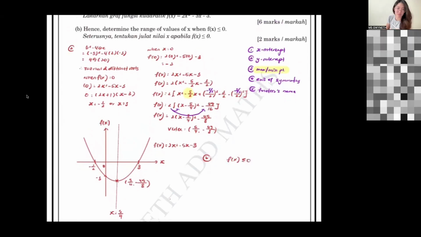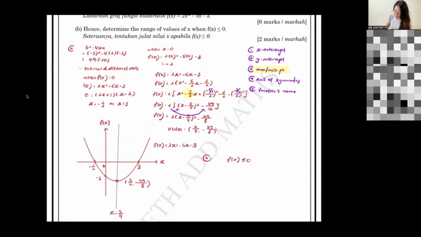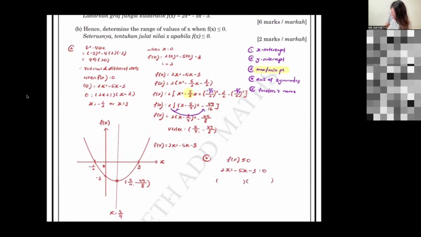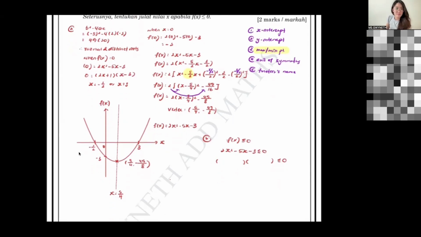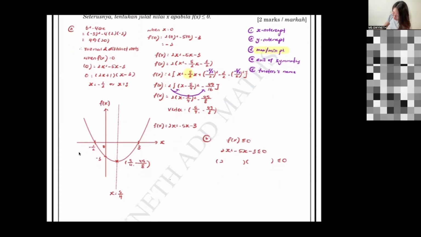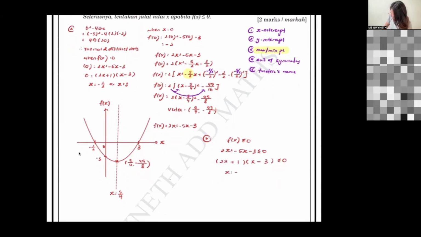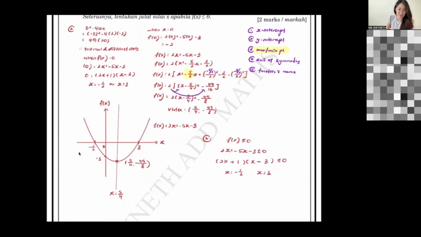Okay, determine the range of values of x when f(x) is less than or equal to 0. Okay, now you can put in your vertex form or the general form also can. Okay, if general form, it means 2x squared minus 5x minus 3. Okay, factorize. This is an inequality again, less than or equal to. All right, now 2x times x, 1 times 3, negative 6 plus 1. x equals negative 1 over 2, x equals 3, isn't it? Exactly from the x-intercepts just now.